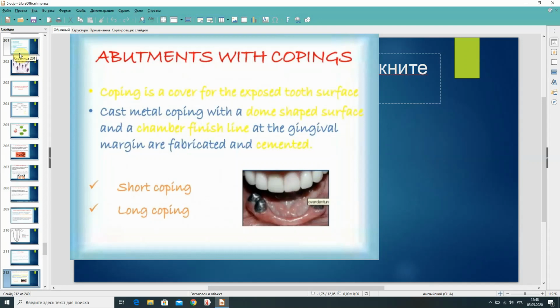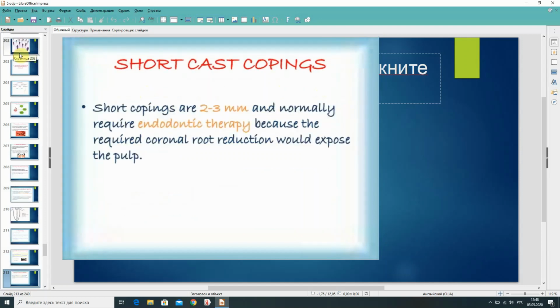Abutment with coping: coping is a cover for the exposed tooth surface. Cast metal coping with a dome-shaped surface and a chamfer finish line at the gingival margin is fabricated and cemented. Short coping, long coping. Short cast coping: short copings are 2 to 3 mm and normally require endodontic therapy because the required coronal root reduction would expose the pulp.